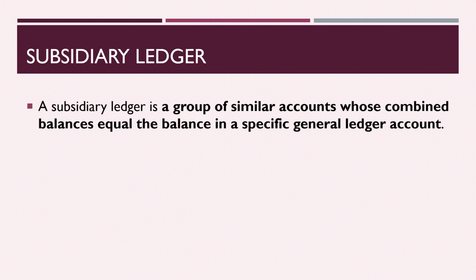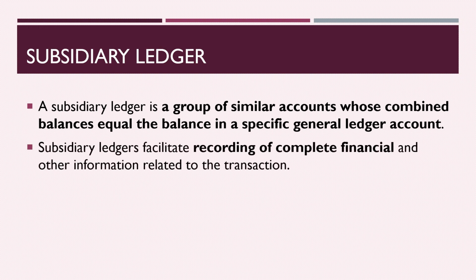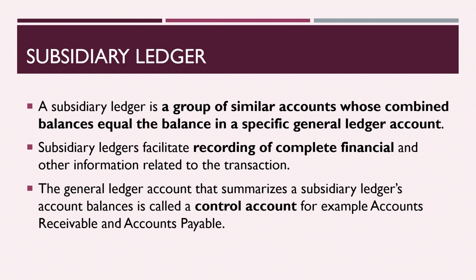Subsidiary ledger. A subsidiary ledger is a group of similar accounts whose combined balances equal the balance in a specific general ledger account. Subsidiary ledgers facilitate recording of complete financial and other information related to the transaction. The general ledger account that summarizes a subsidiary ledger's account balances is called a control account. For example, accounts receivable and accounts payable.